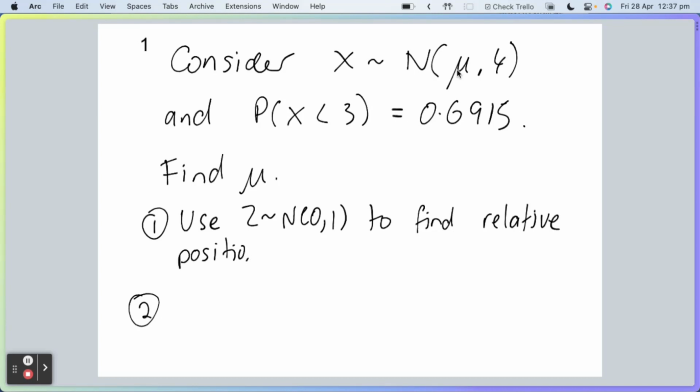In other words, we're given that the probability of X less than 3 is 0.6915. So what would be the Z value at 0.6915? That would be its relative position to the mean, right? That's its relative position. So if it works out that Z is 1.2, then we would know it's 1.2 standard deviations away from the mean. So that's what that step does: use Z to find the relative position.